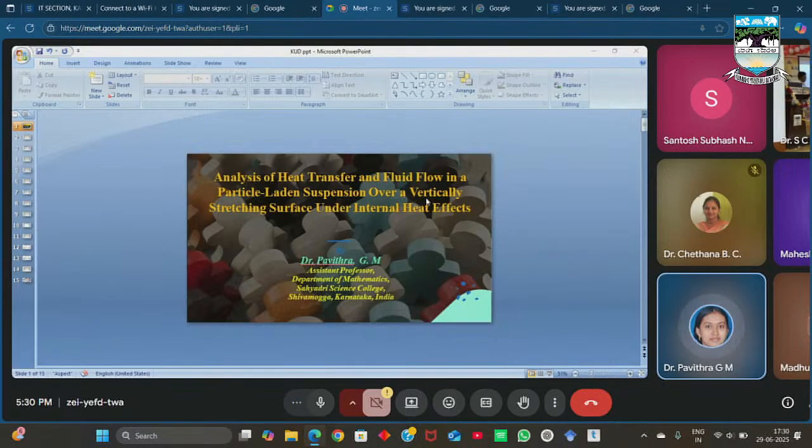Good evening, sir. Good evening, everyone. Myself, Dr. Pavitra J.M., working as an assistant professor in the Department of Mathematics, Sahyadri Science College, Kuvempu University, Shimoga. Today I want to present my research article, Analysis of Heat Transfer and Fluid Flow in a Particle-Laden Suspension over a vertically stretching surface under internal heat effects.